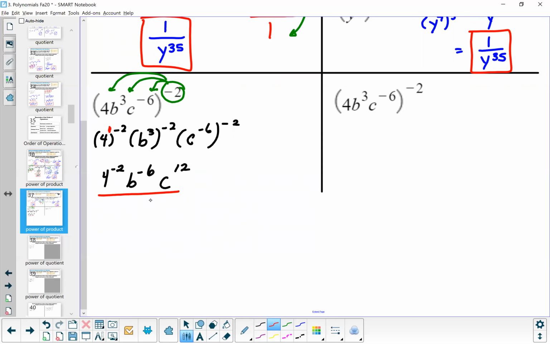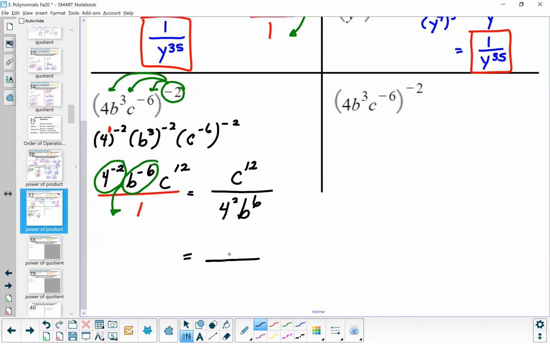And over 1, so we want to take 4 to the -2 and b to the -6 across the fraction bar. That's going to give us, in the numerator, c to the 12, over in the denominator 4 squared, b to the 6. Evaluate the 4 squared, so c to the 12, 4 times 4 is 16, over 16 b to the 6th power.